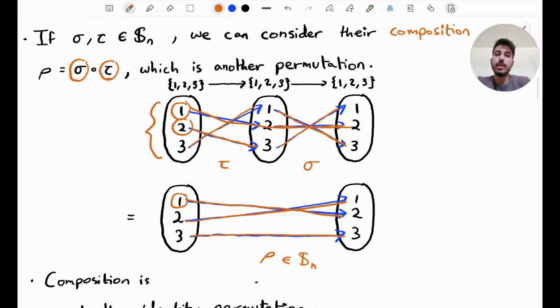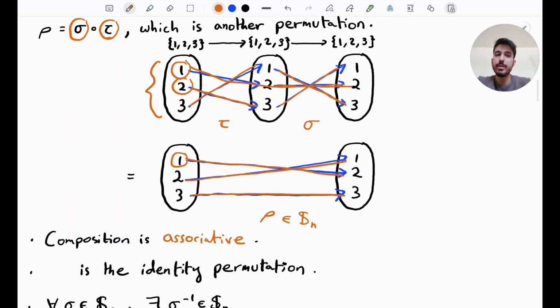So next, there is the fact that composition is associative. This, I hope, is intuitive enough, and I will leave this to you as an exercise. Next, we will prove that there is an identity permutation. Well, we have just already figured out what the identity permutation is, and we have called it ID. This is the permutation that sends every element to itself. So in this case, it would send 1 to 1, 2 to 2, and 3 to 3.